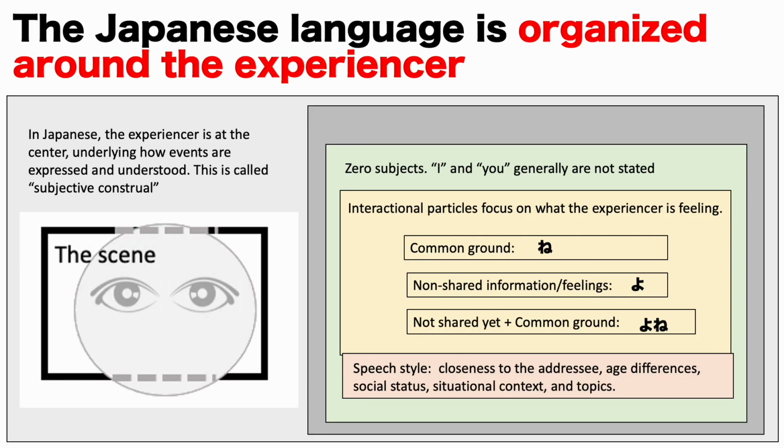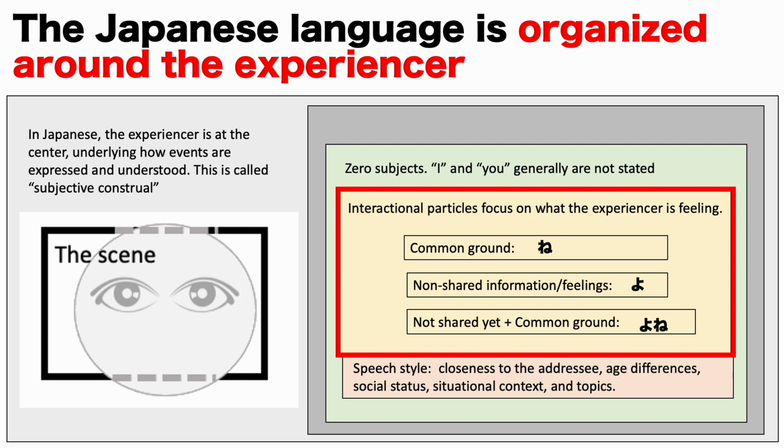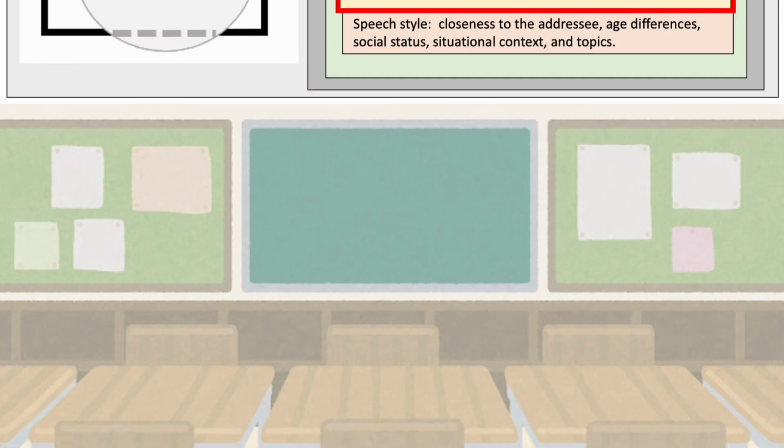In the last video, we learned that the Japanese language is organized around the experiencer. In this video, we will learn about how this impacts the Japanese language through interactional particles. We'll talk about marking common ground with ne, non-shared information and feelings with yo, and lastly, marking information or feelings that aren't shared yet but still has potential common ground with yo ne.